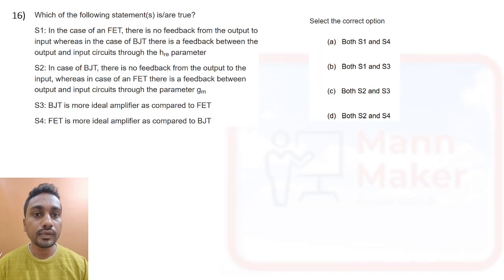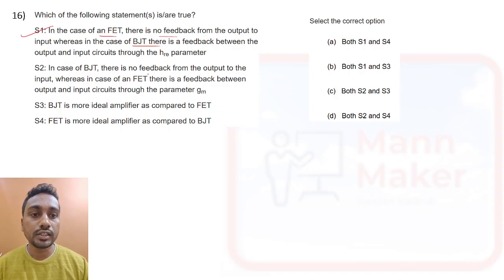Which of the following statements is/are true? Here four statements are there. We need to find the correct statement. First, we see the first statement: in the case of an FET, there is no feedback from the output to input, whereas in the BJT, there is feedback between the output and input circuit through the hre parameter. Okay, this is correct only. In FET, we can see no feedback between output to input, and in BJT, feedback is there between output to input. So this statement is correct.